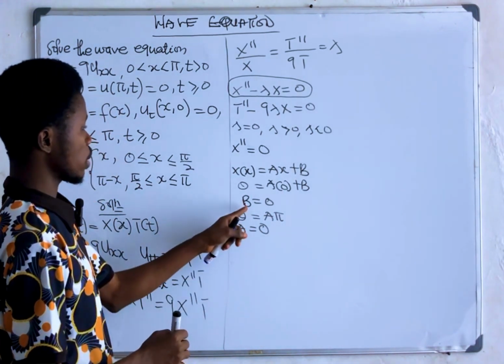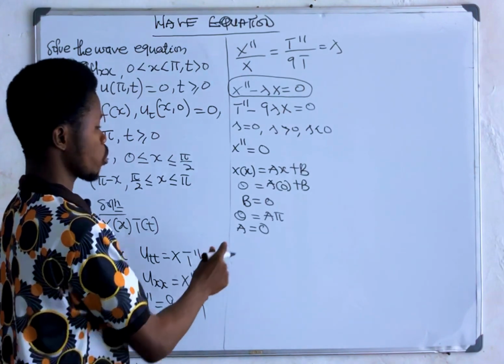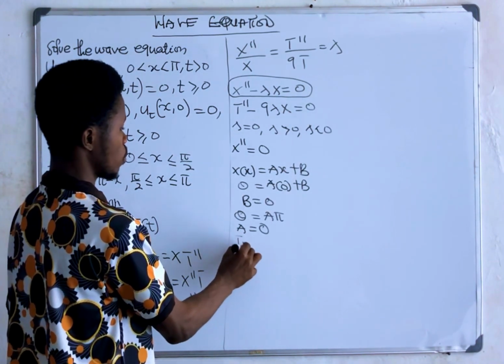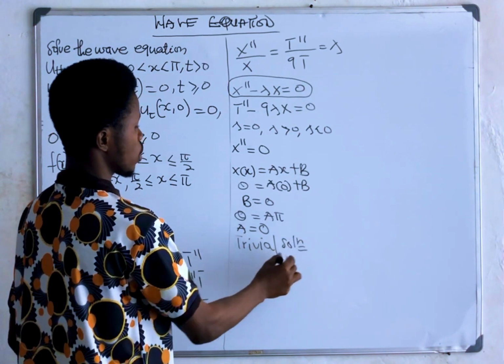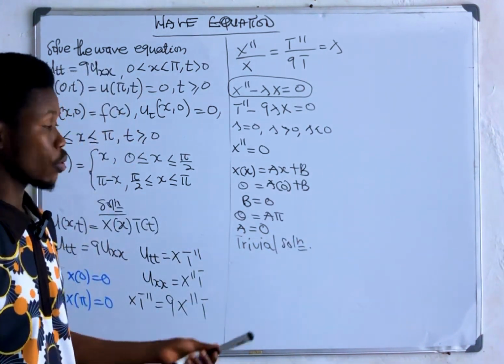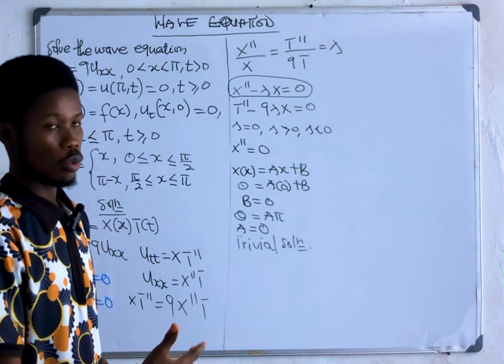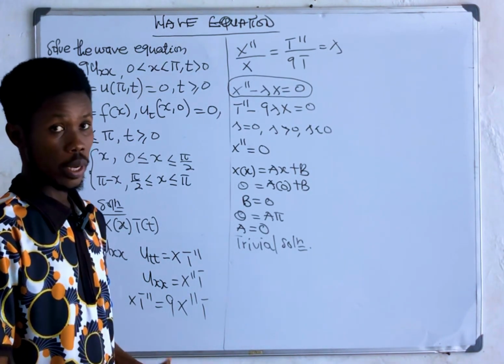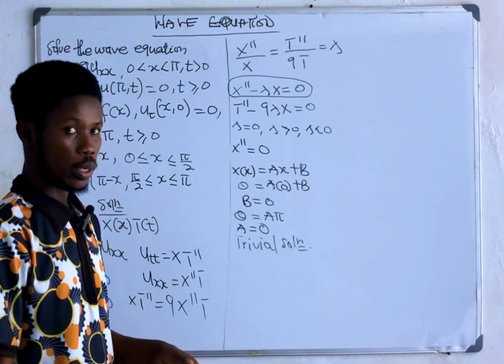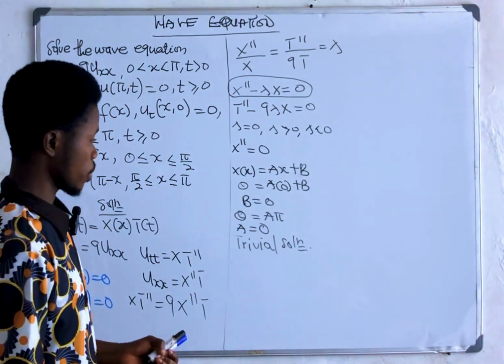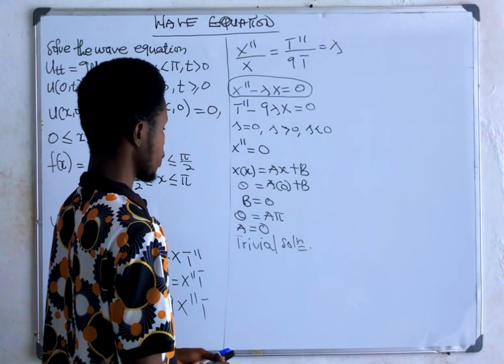So you say that since b is 0, a is 0, this one will yield a trivial solution. So once you get a trivial solution, you move on to case 2. I've told you that even if you do this one and the first one and you get a non-trivial solution, you have to do all the cases. Okay. Now, second one.